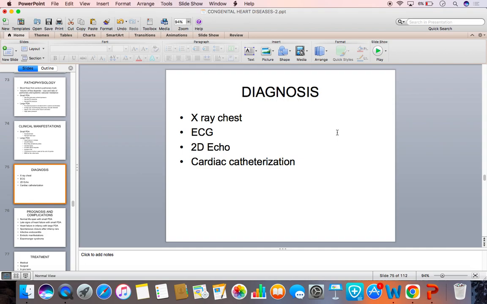2D echo will demonstrate the presence of flow across the ductus arteriosus. There is increased size of the left ventricle and increased size of the left atrium, and the color Doppler shows the flow across the ductus arteriosus from the aorta into the pulmonary trunk. Cardiac catheterization is usually not required for diagnostic purposes.